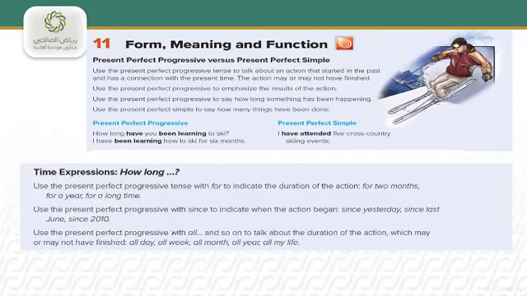Use the present perfect progressive with all and so on to talk about the duration of the action, which may or may not have finished: all day, all week, all month, all year, all my life, and so on. These were the differences between the present perfect simple and the present perfect progressive.